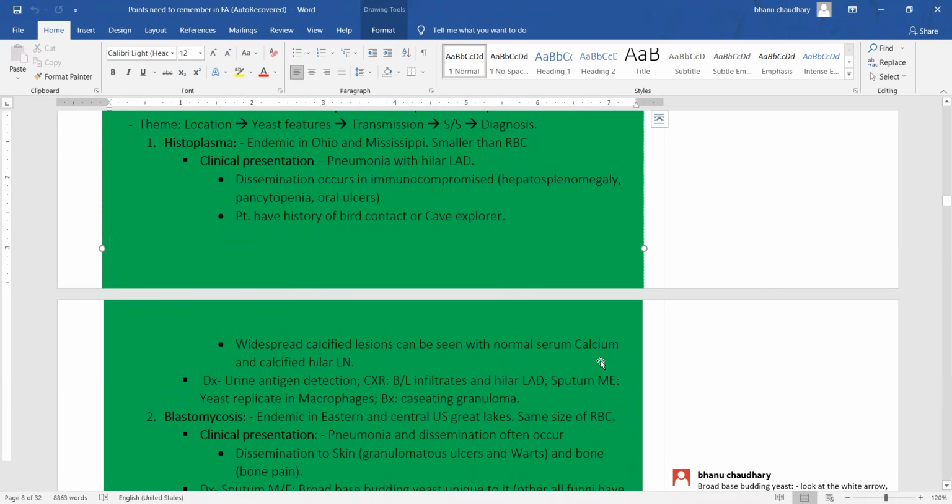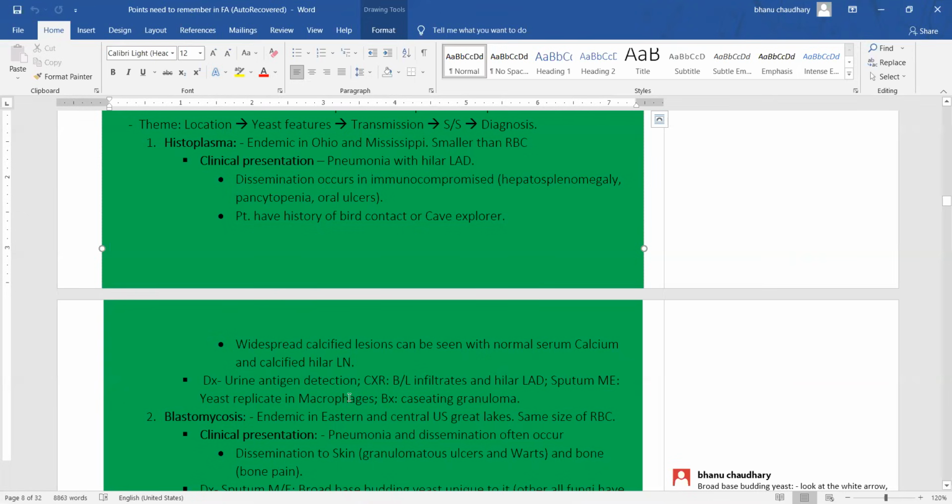And on the sputum microscopy, when you do the sputum examination, what you will see is the yeast that replicate in the macrophages. FA has a diagram, as you can refer to there. The diagram is showing the yeast which are in the macrophages. Like I told you, they have a size less than the size of RBCs. That means they can be easily phagocytosed by the macrophages. And what you will see is the yeast replicating within the macrophages, and that's why you get the granuloma formation, because your macrophages are not able to kill those fungi.